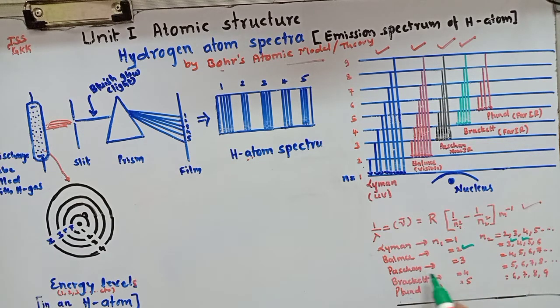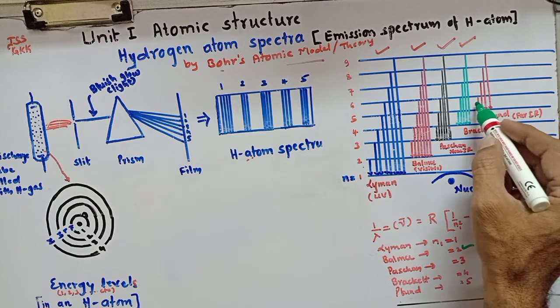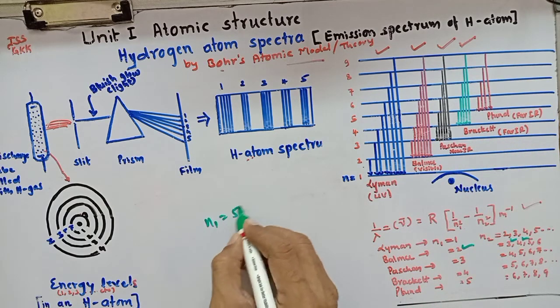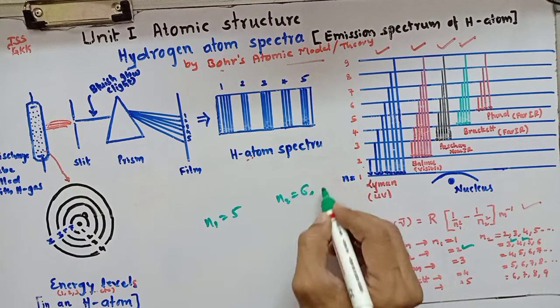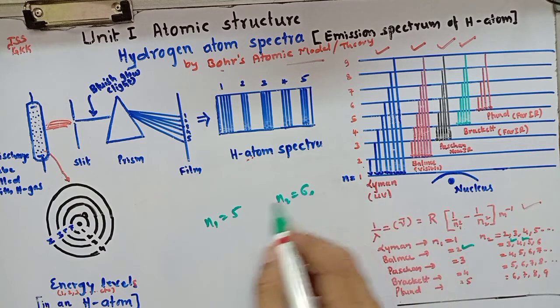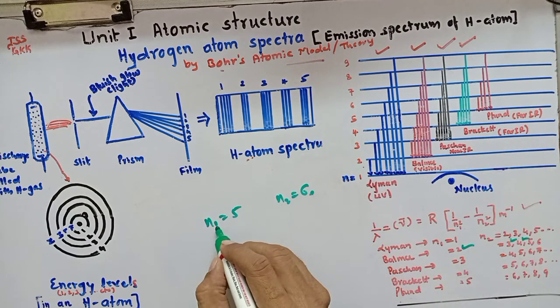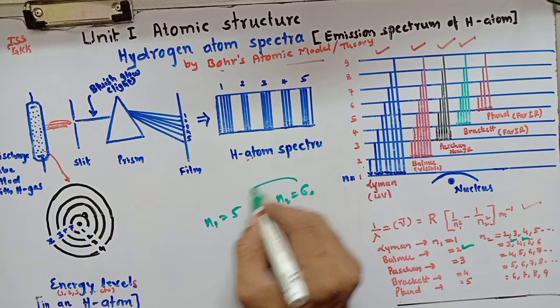Similarly, for the Paschen series, we have to put n1 equal to 3 and n2 equal to 4, 5, 6, like that. For the Brackett series, n1 becomes 4 and n2 varies from 5, 6, 7, 8, like that. Similarly, the last series, if you want to calculate the frequency of each spectral line in the Pfund series, we have to put n1 equal to 5 and n2 equal to 6 or 7 or 8. That means for the first spectral line of the Pfund series, we have to put n1 equal to 5 and n2 equal to 6 in the Rydberg equation.